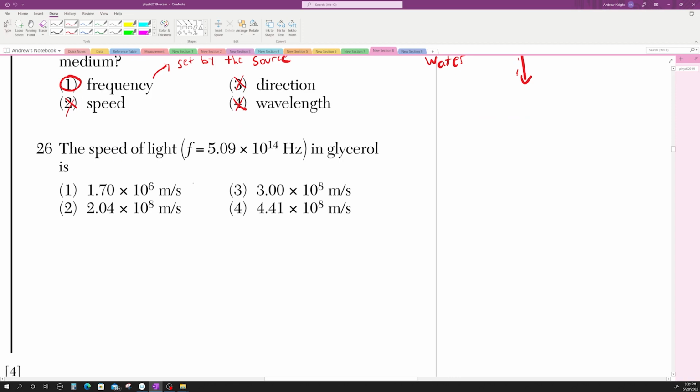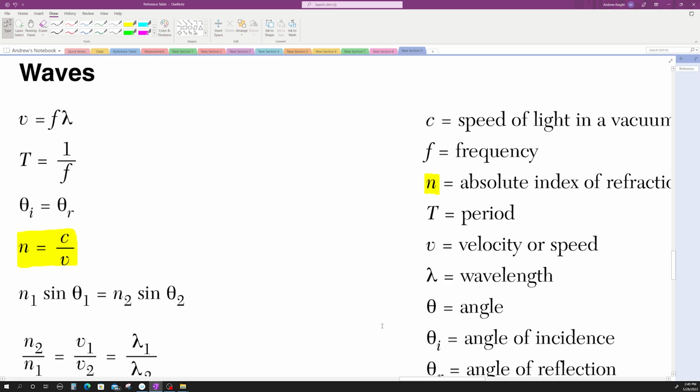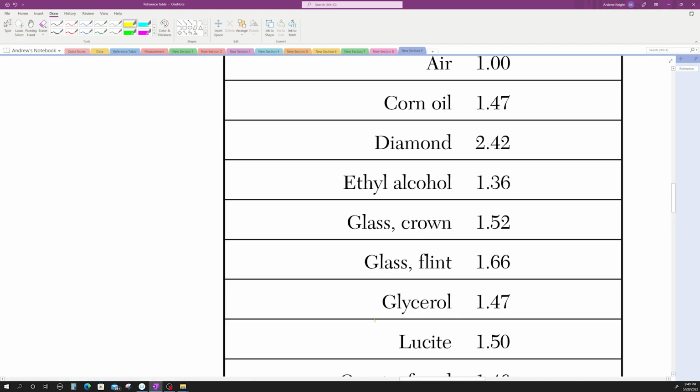Finally, question number 26. The speed of light in glycerol is, I'm looking for the speed of light. Well, let's hop to the reference table. In this case, I'm looking for the speed of light in a material, and that material is glycerol. So I need an equation that has a material, which is n. n is the absolute index of refraction. So we need to use n is equal to c over v, and then we have to look up what glycerol is. And we look here on our reference table, and glycerol is 1.47. We can now solve the problem.